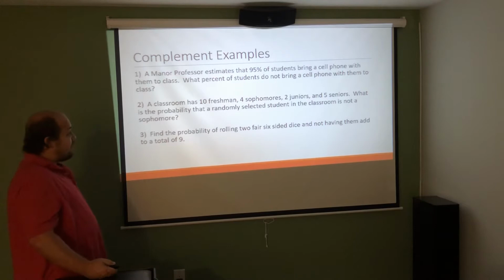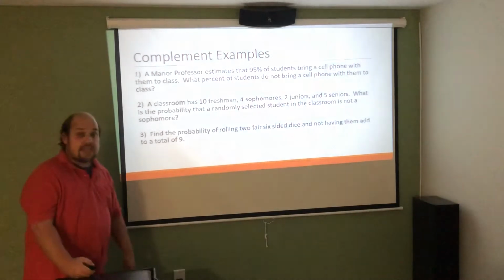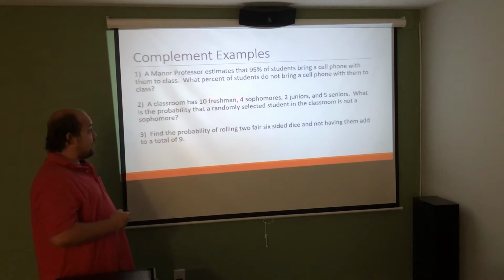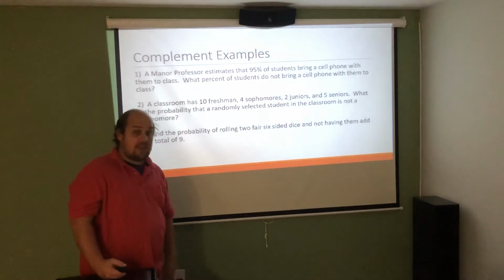A classroom has 10 freshmen, 4 sophomores, 2 juniors, and 5 seniors. What's the probability that a randomly selected student in the classroom is not a sophomore? So first thing we'd want to do here is add up all the possibilities that could happen. 10 freshmen plus 4 sophomores is 14, plus 2 juniors is 16, plus 5 seniors is 21. So here we have 21 total students. The probability that they're not a sophomore, well, one way I could get there is I could add together 10 freshmen plus 2 juniors plus 5 seniors, which would tell me 17 of the 21 are not sophomores.